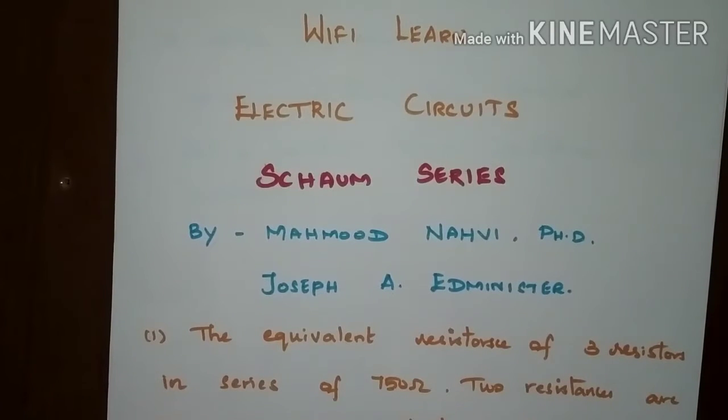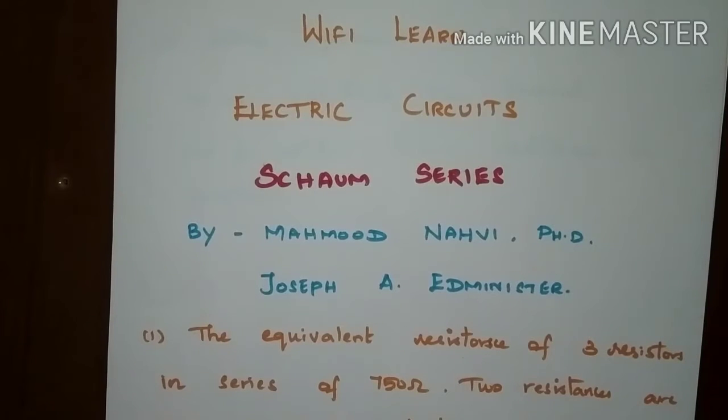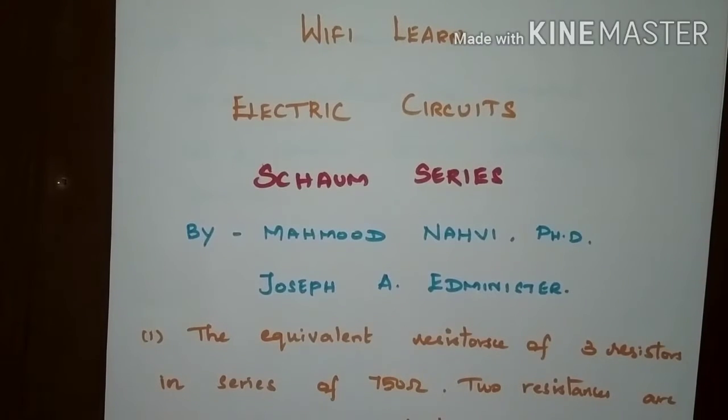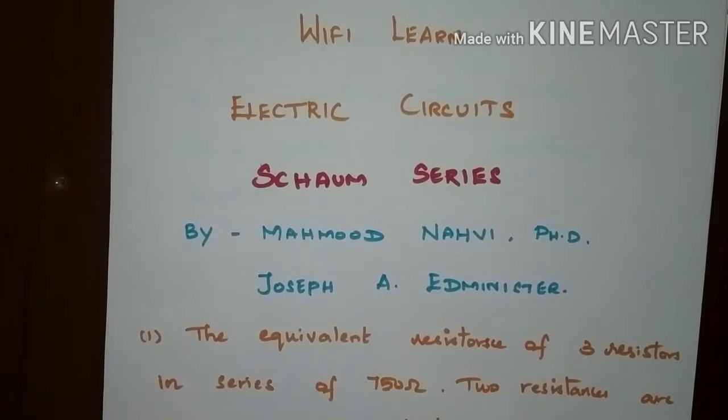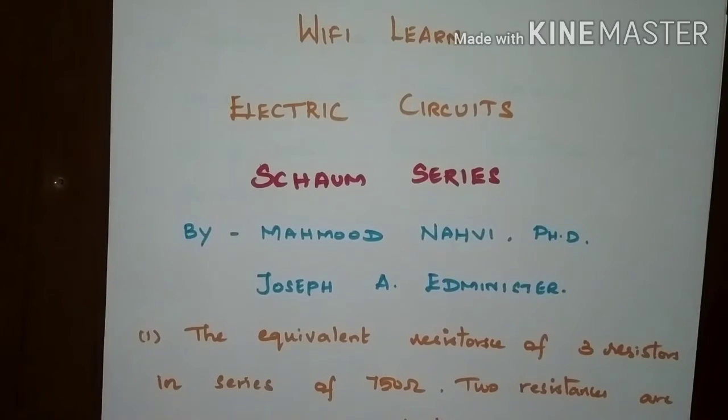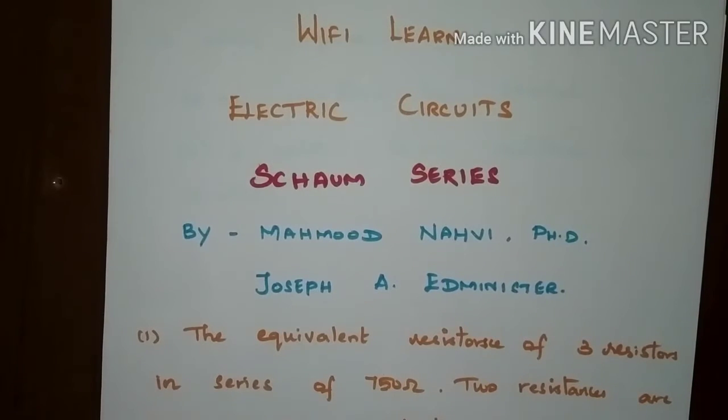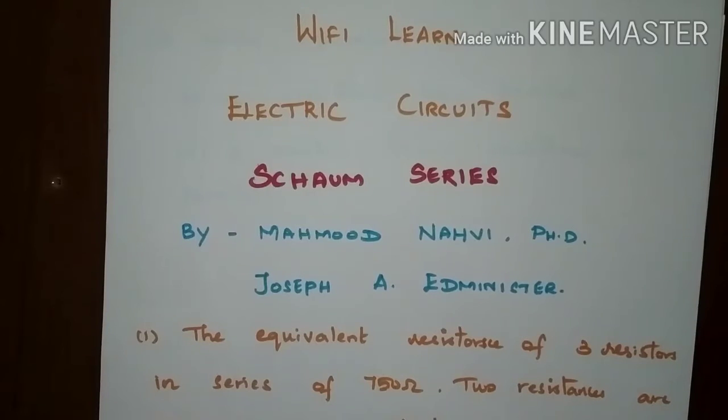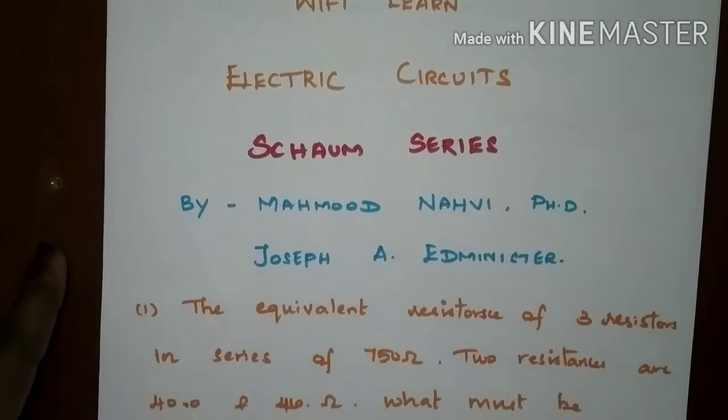We are seeing the circuit theory subject and we have covered some topics regarding equivalent resistance, Ohm's law, voltage division and current division. Let's see some problems regarding those topics. In this video, we can see problems in equivalent resistance. The book I refer for problems is Electrical Circuits in SI Units written by Mahmood Nahvi and Joseph A. Edminister. Let's move on to the problems.